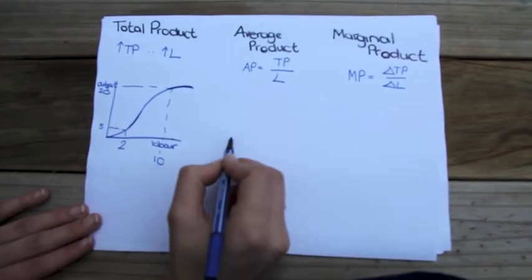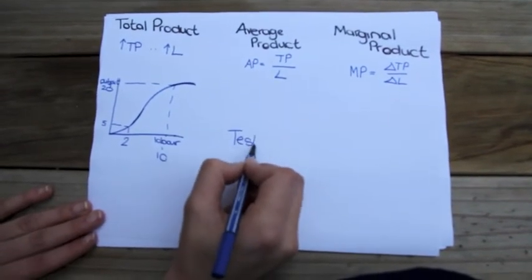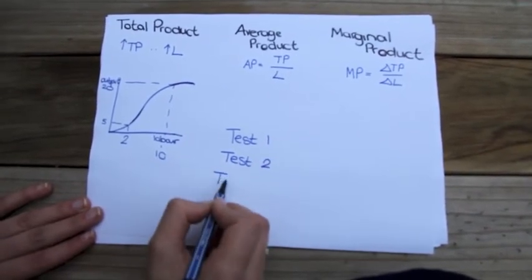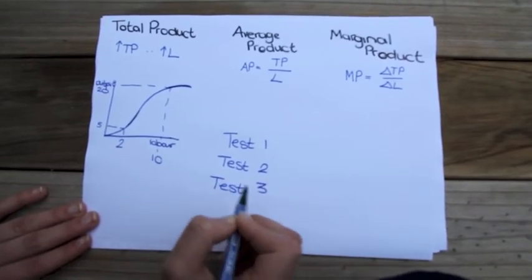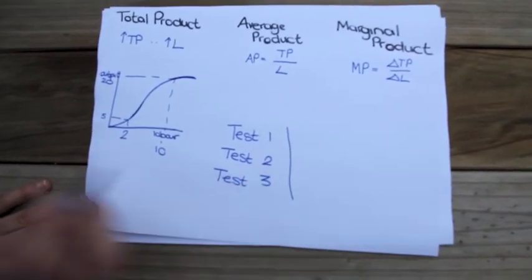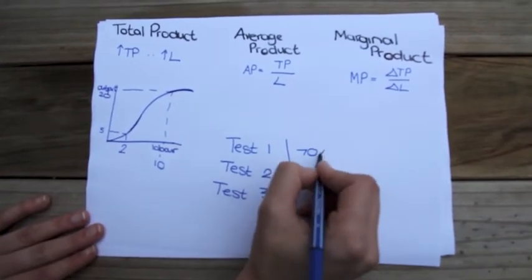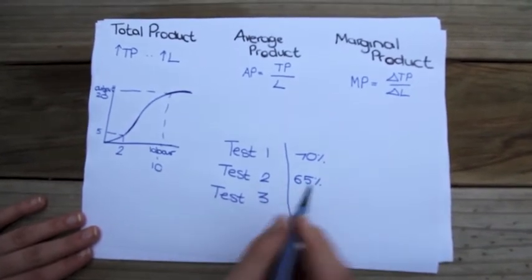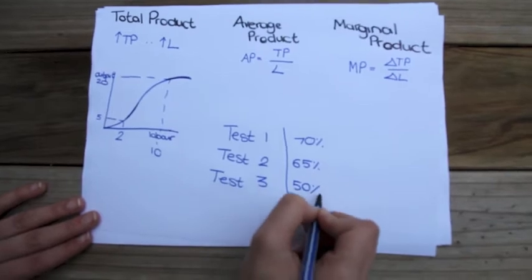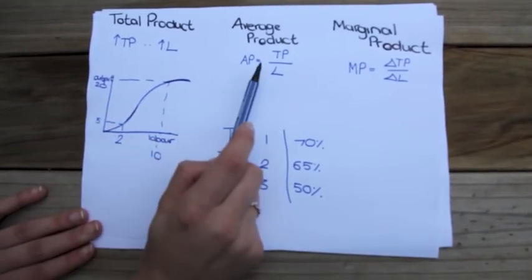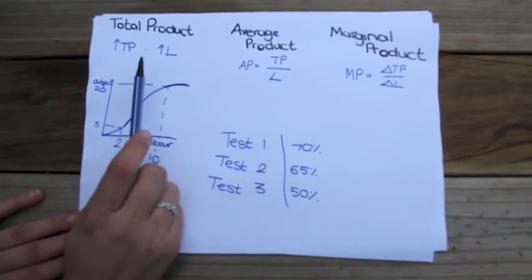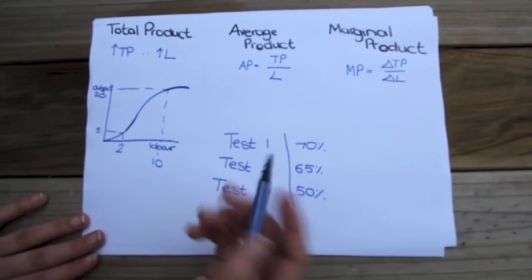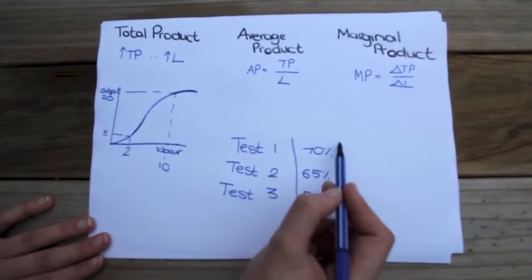Now I'm going to give you an example. Say, for example, you write 3 tests in a term: test 1, test 2, and test 3. For your first test, you get 70%. For your second test, you get 65%. And for your third test, you get 50%. Now, I'm going to change total product, average product, and marginal product to total mark, average mark, and marginal mark. The relationship is exactly the same, but it's just easier to understand.